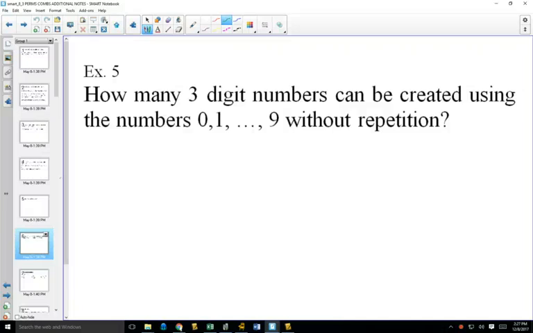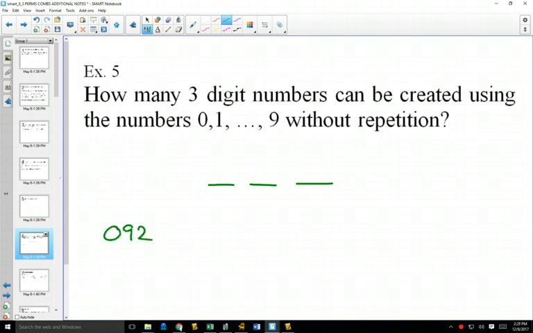How many 3-digit numbers, now we're using all digits 0 through 9, can be created? So it's a spaces question, because you have 3 decisions to make. Are there any restrictions? Without repetition. Without repetition is kind of a restriction, but is there any restriction on any of our decisions? Is there a decision that we have to do first?